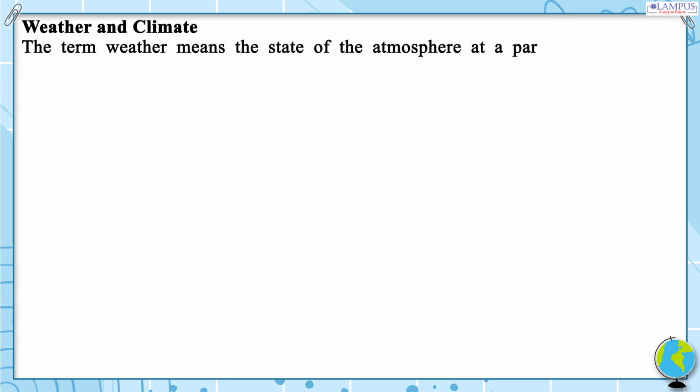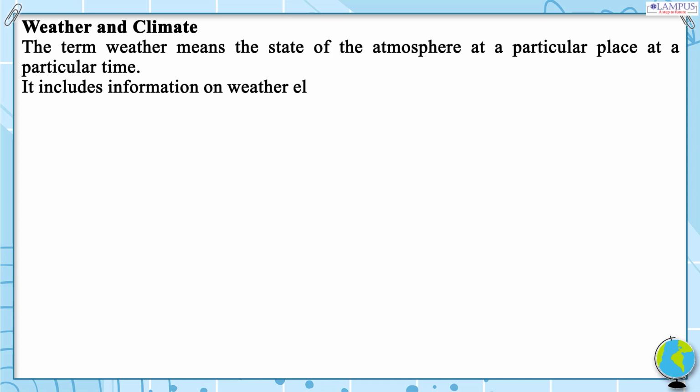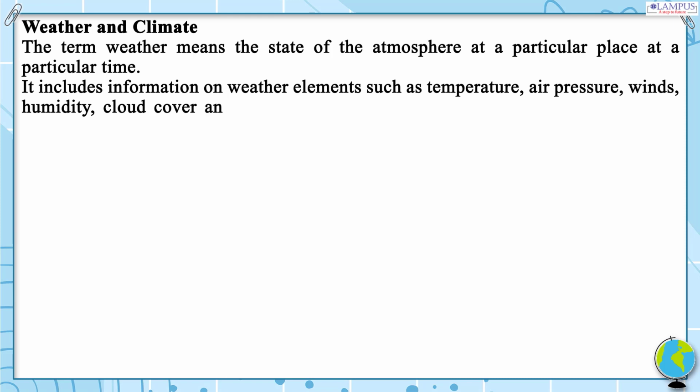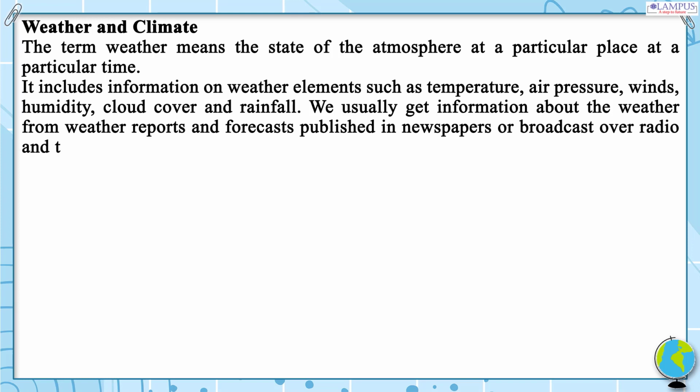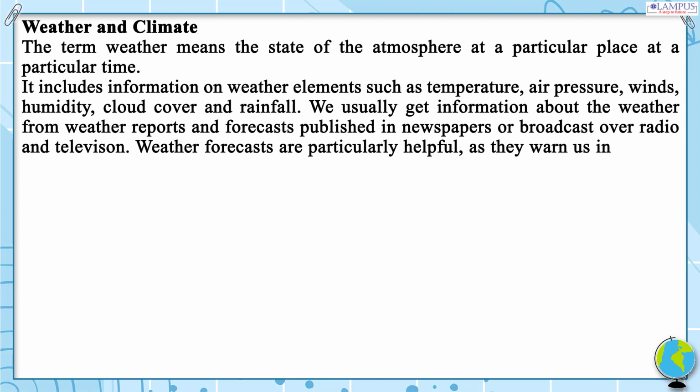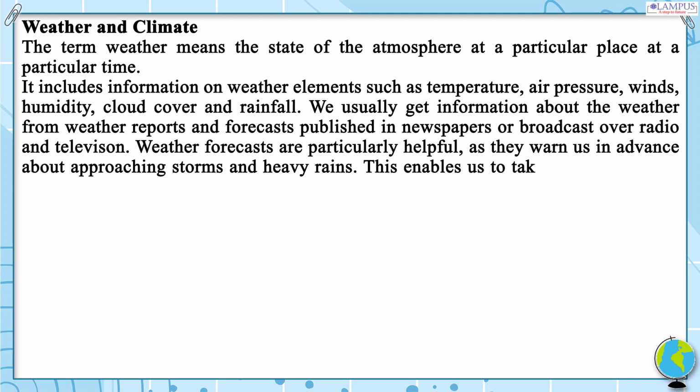Weather and climate. The term weather means the state of the atmosphere at a particular place at a particular time. It includes information on weather elements such as temperature, air pressure, winds, humidity, cloud cover and rainfall. We usually get information about the weather from weather reports and forecasts published in newspapers or broadcast over radio and television. Weather forecasts are particularly helpful, as they warn us in advance about approaching storms and heavy rains. This enables us to take precautions.